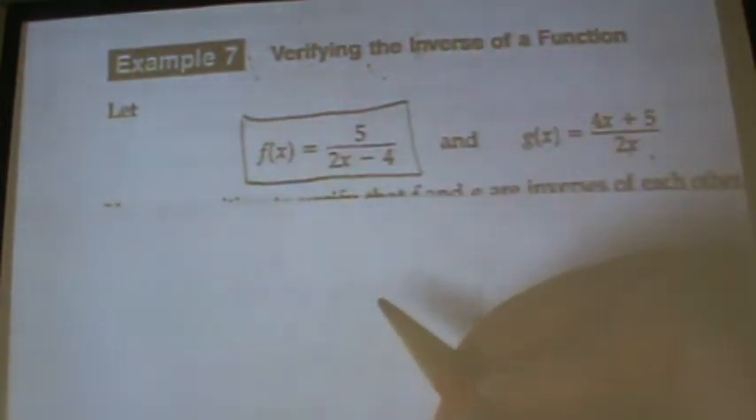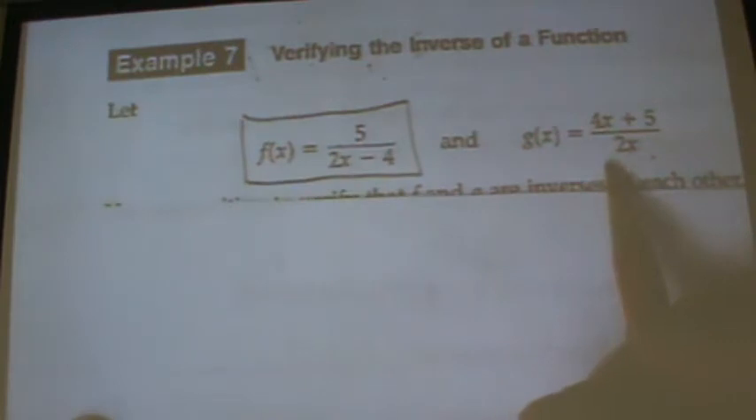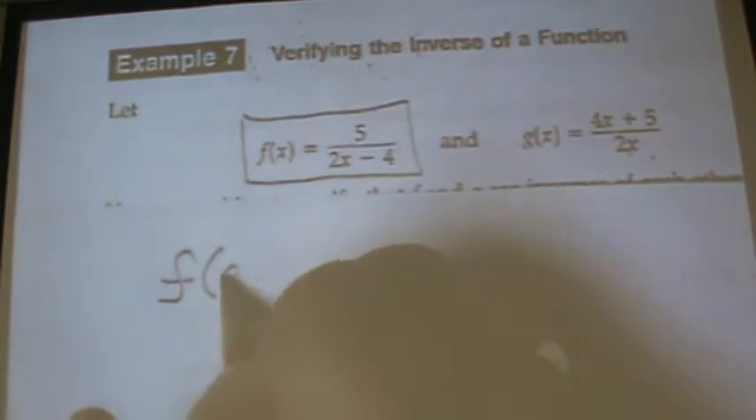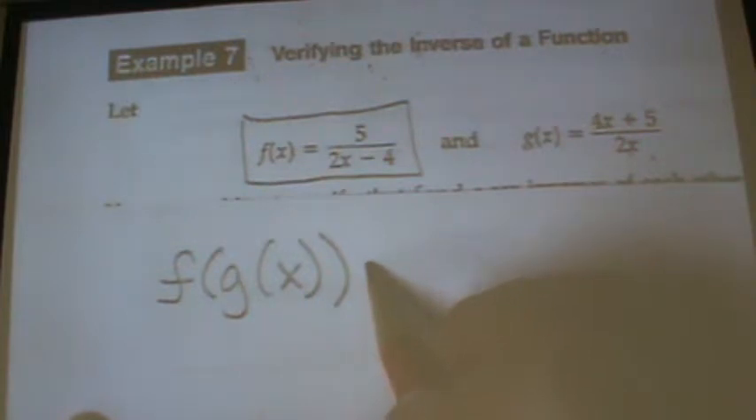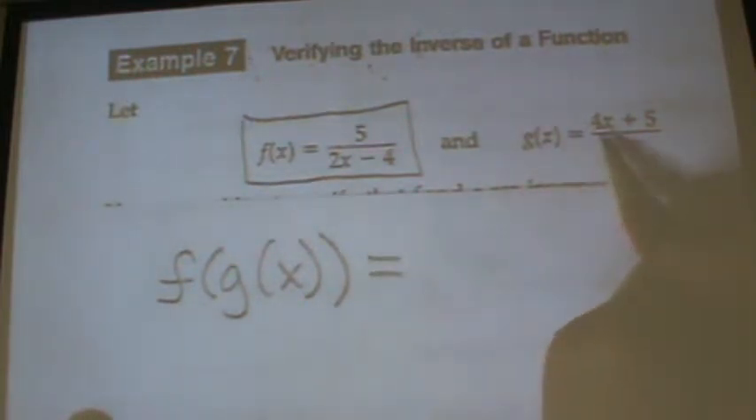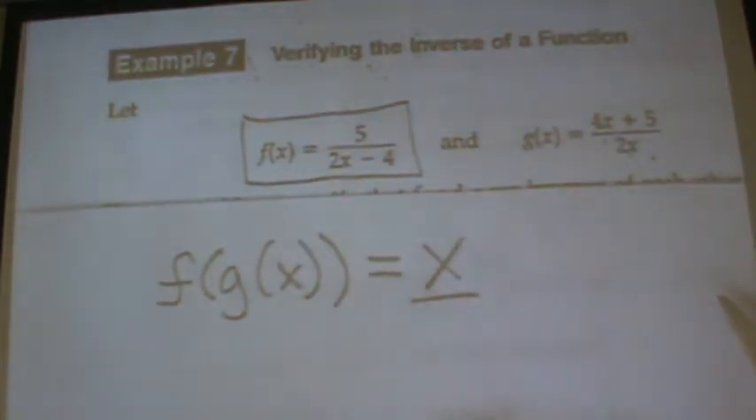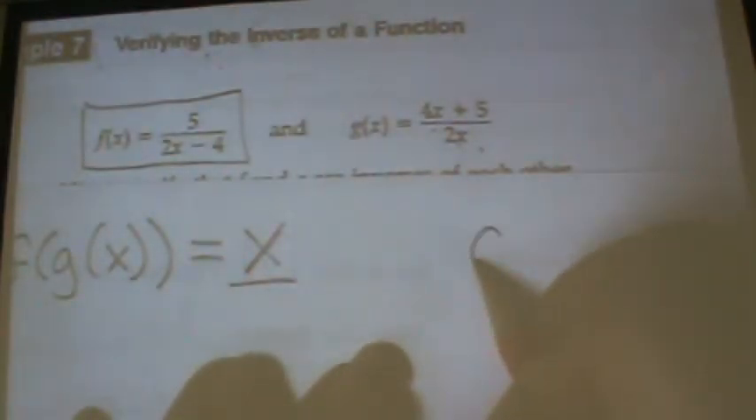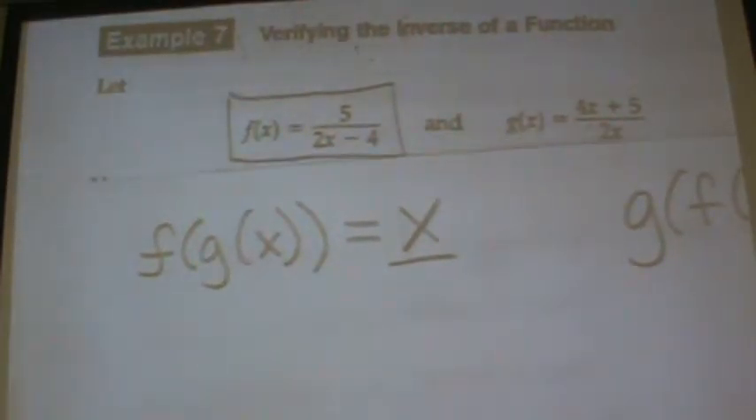So there's another way you can prove that this is an inverse of that. What you're going to do is do the composition of functions, f of g of x. So we're plugging that into the other one. So plug g in for x, and what you're going to end up getting is x. And then you're going to do g of f of x, and you're going to get x. Watch how amazing this is. You're going to be amazed.